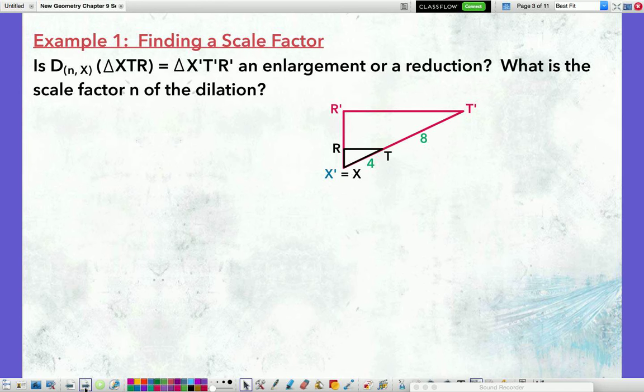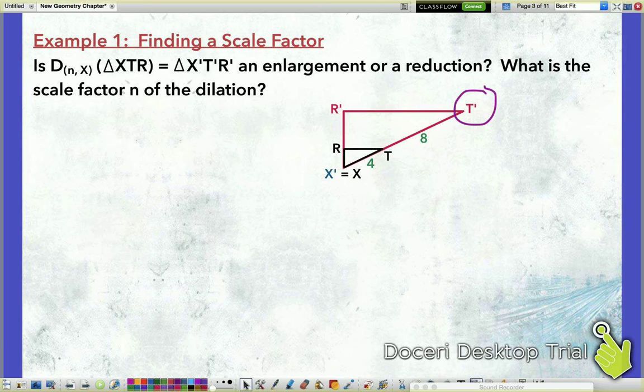Finding a scale factor. Triangle XTR prime, we want to know if that is an enlargement or a reduction. The red figure is the new one. You see the one in black has a side length there of 4. Well, what does this entire side length have? We're going to look at that. But first of all, is the red triangle an enlargement or a reduction of the black one?